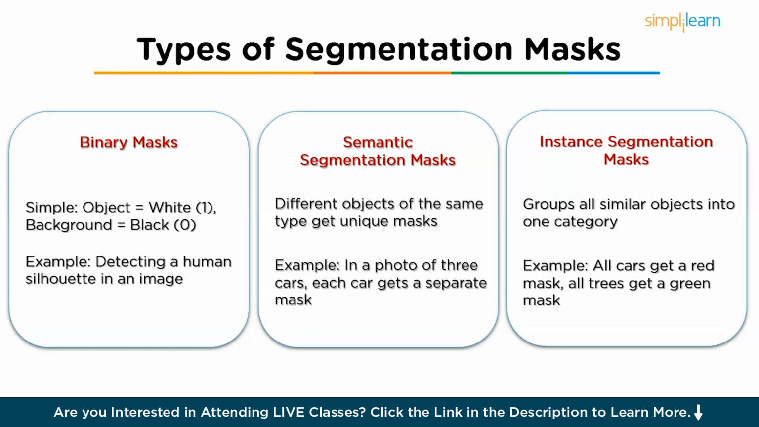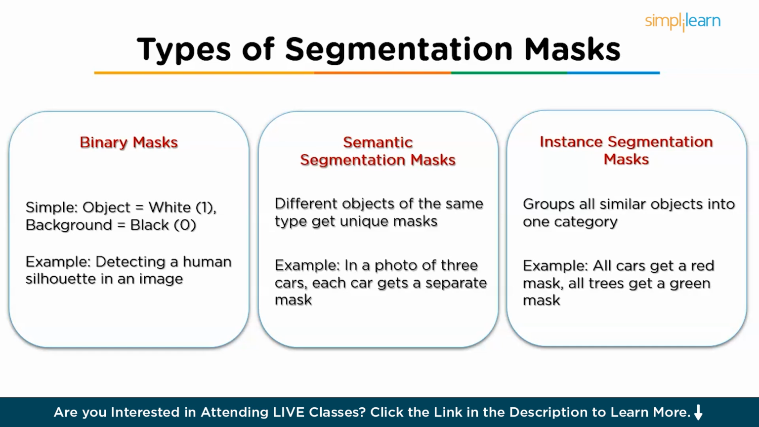And the second type is instance segmentation masks. So instance segmentation takes object detection a step further by not only identifying objects, but also distinguishing between multiple instances of the same type. So instead of treating all objects as one, each gets a unique mask. So imagine a photo with 3 cars. So rather than grouping them together, instance segmentation assigns separate masks to each car, helping AI understand individual objects in complex scenes.